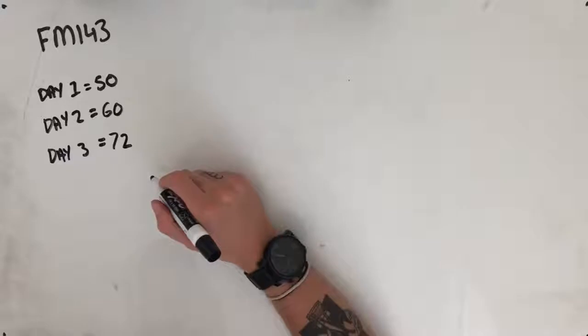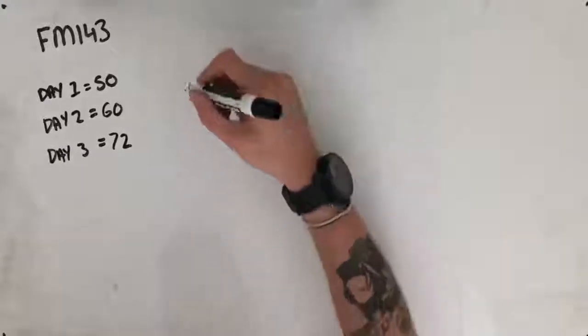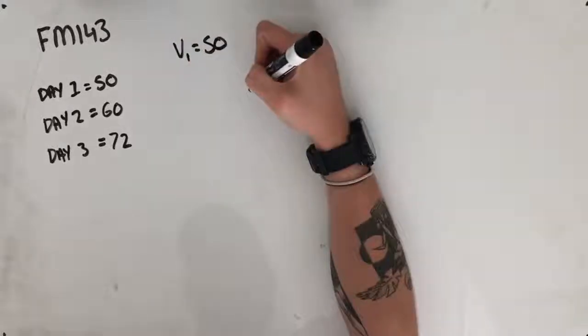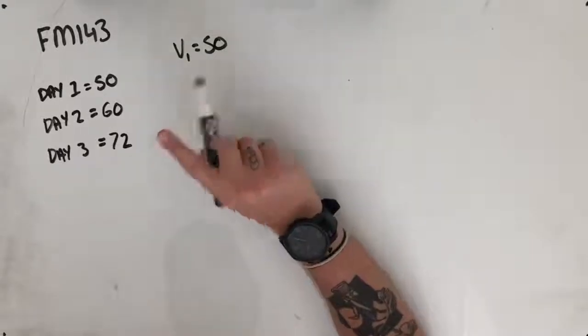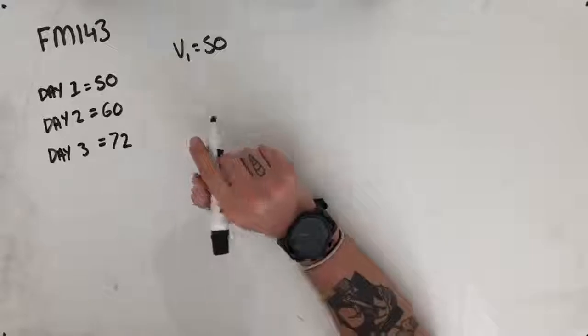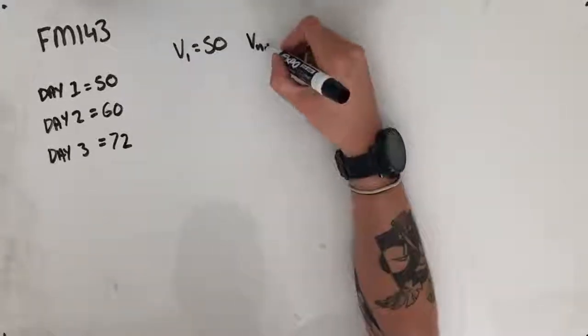So if we want to create a recurrence relation for this sequence, we would say first of all that V1 was 50. That's going to be our starting point. Now I've used 1 instead of 0 because it's his first day of training, so we're attributing a value of 1 to that value of n. And then we're going to write Vn plus 1.